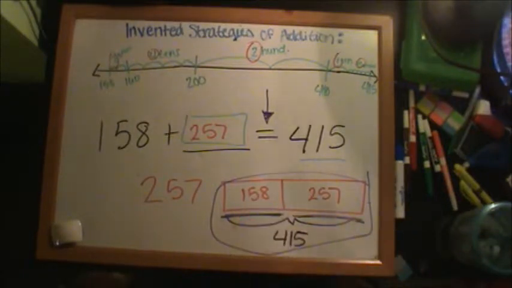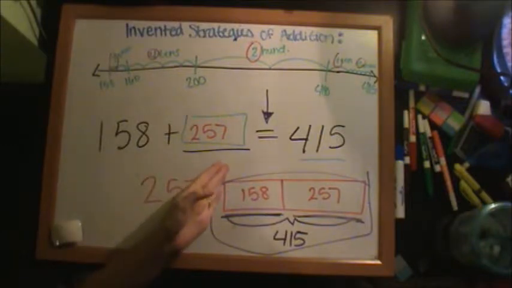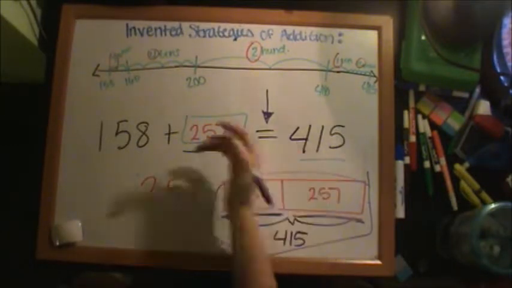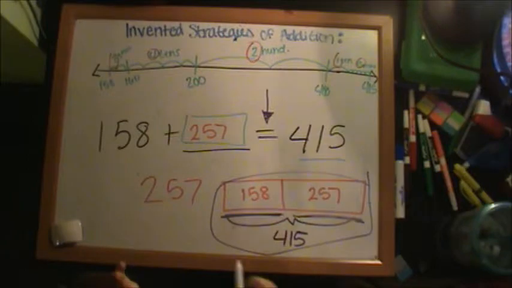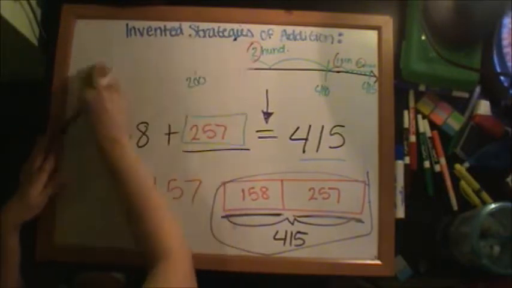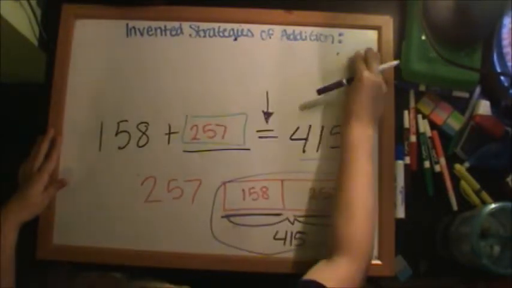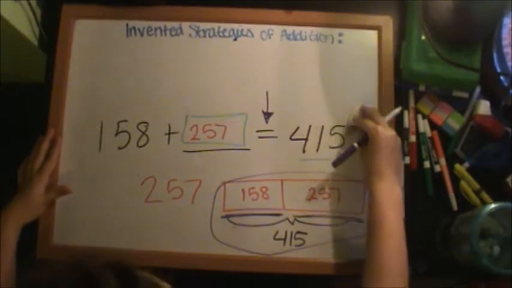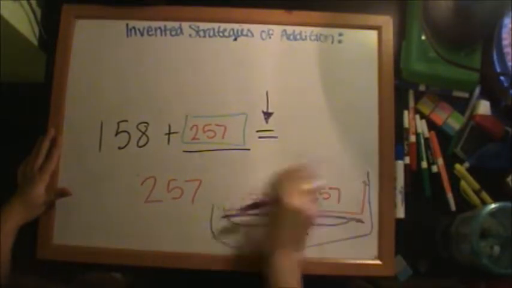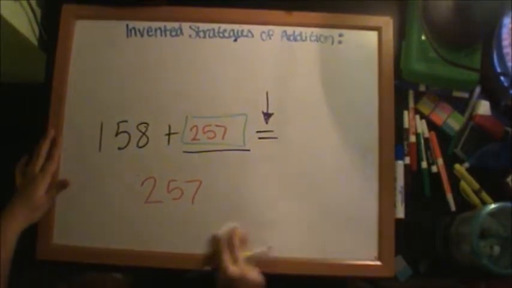Okay, so question. If they're given 158 plus 257, can they get to 415 using this counting up method? They definitely can. They would just do it a tad differently, especially since I'm using the number line. I'm going to go ahead and erase all of this.